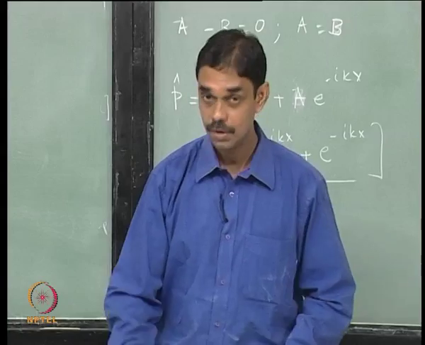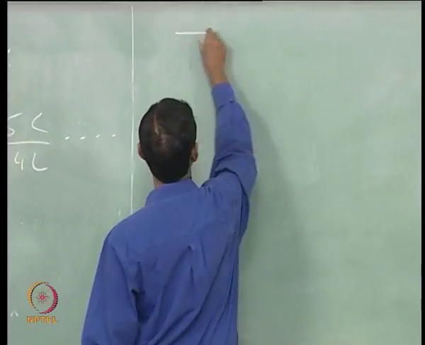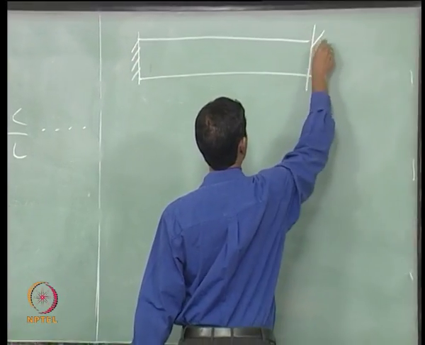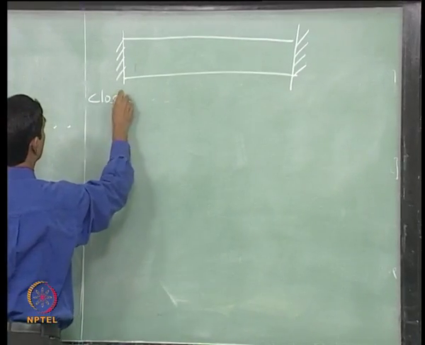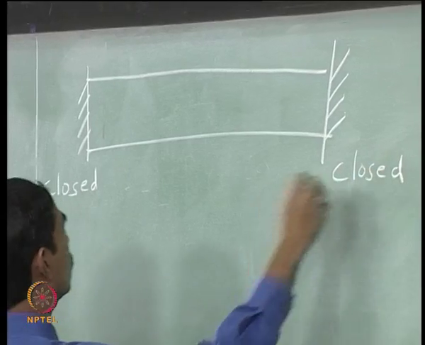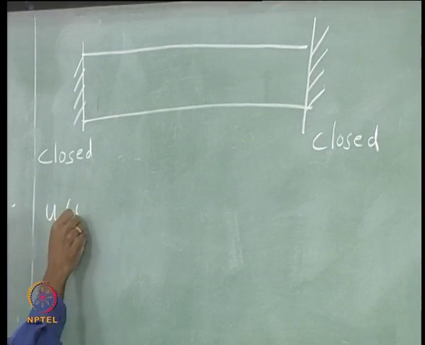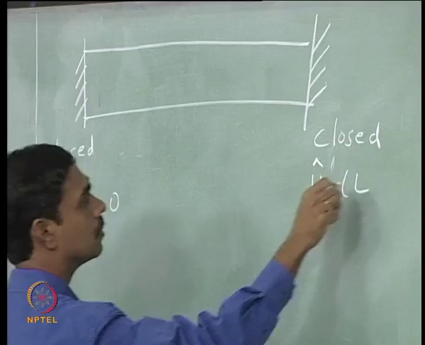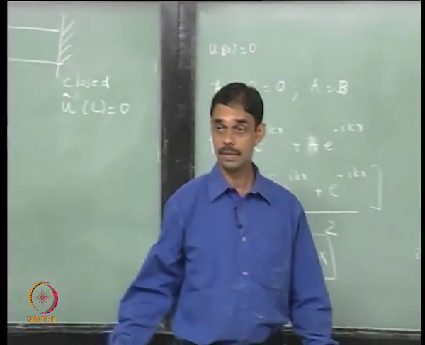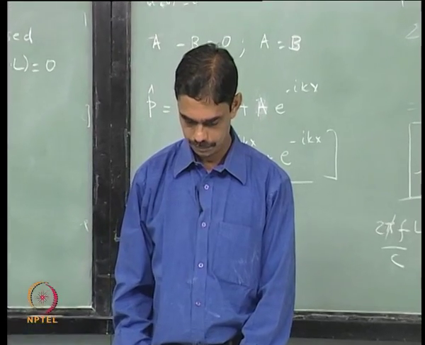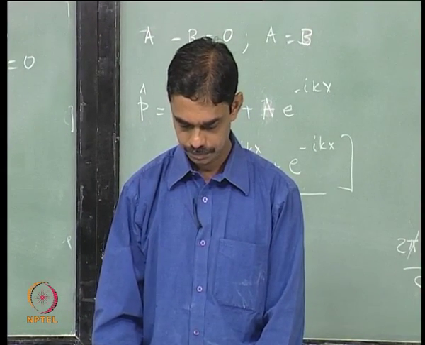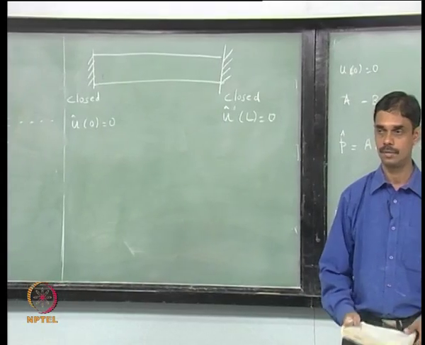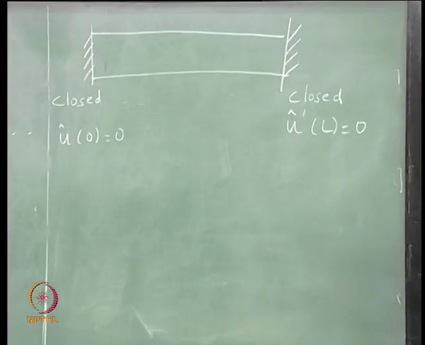Now let us consider a tube which is closed at both ends. Closed and closed. So the boundary condition would be u of 0 equal to 0, and here as well. Can you try to work this out? I'll pause for 2 minutes to see if we can work it out, and then I'll do it.